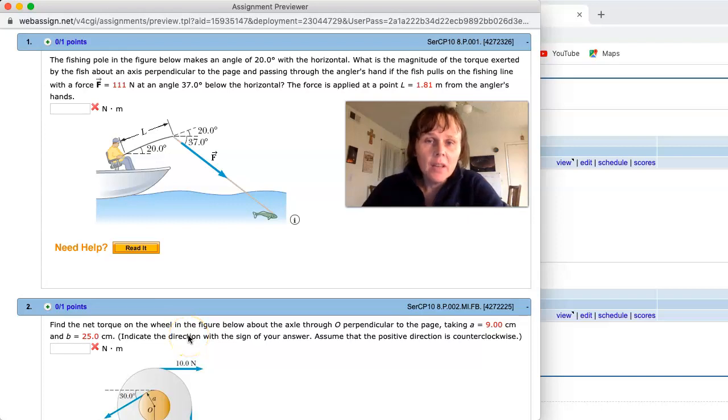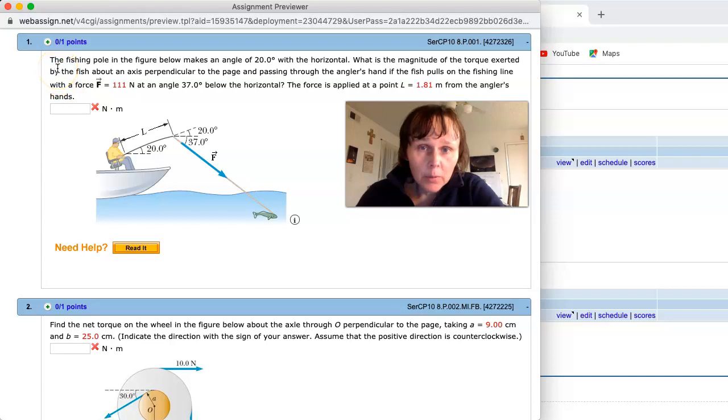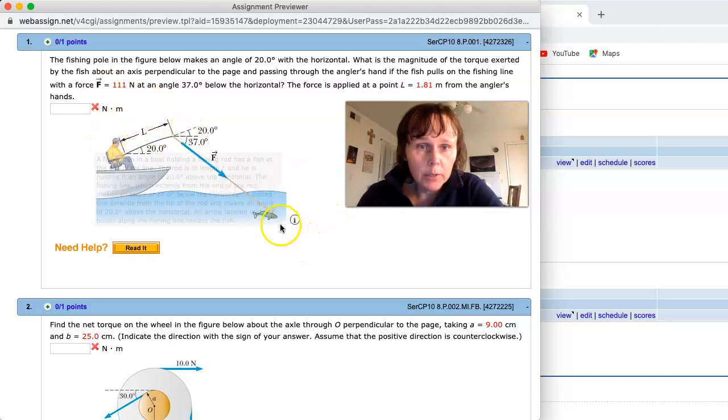Hi everyone! In this video I'll show you two methods of how to calculate torque that you can use to solve all the problems in this unit and in this WebAssign. So look at this example problem from the WebAssign torque. It's about the fisherman and the fishing pole, and there is a force applied by the fish.